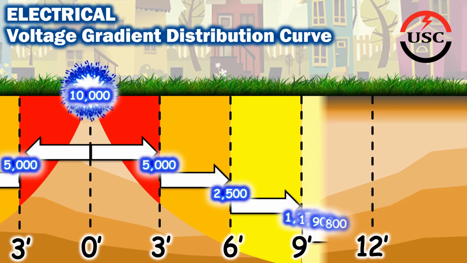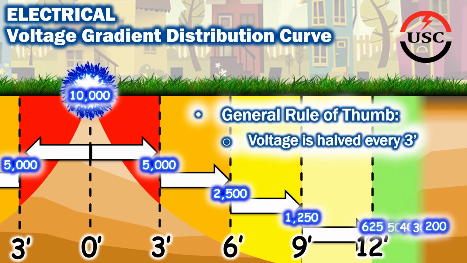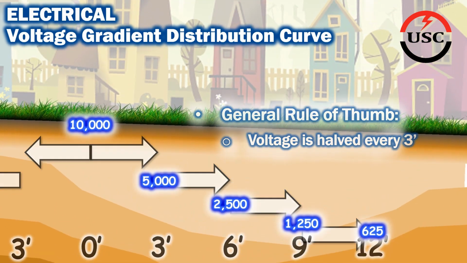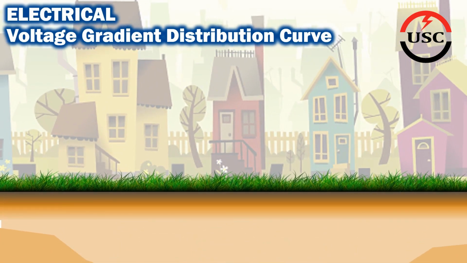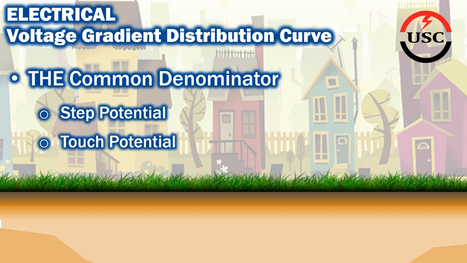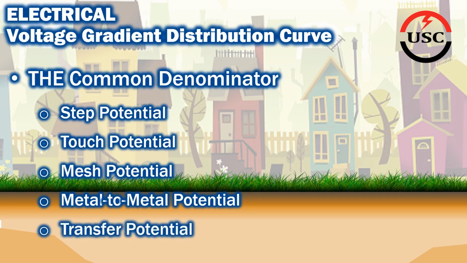And the cycle continues. As a general rule of thumb, for every 3 foot of travel, the voltage level is halved. And this is only to be considered a general rule of thumb because it all depends on soil compaction, moisture content, soil characteristics, and the like. And that's your voltage gradient distribution curve. This is the common denominator in identifying your exposure risk to step potential, touch potential, mesh potential, metal to metal potential, and transfer potential.